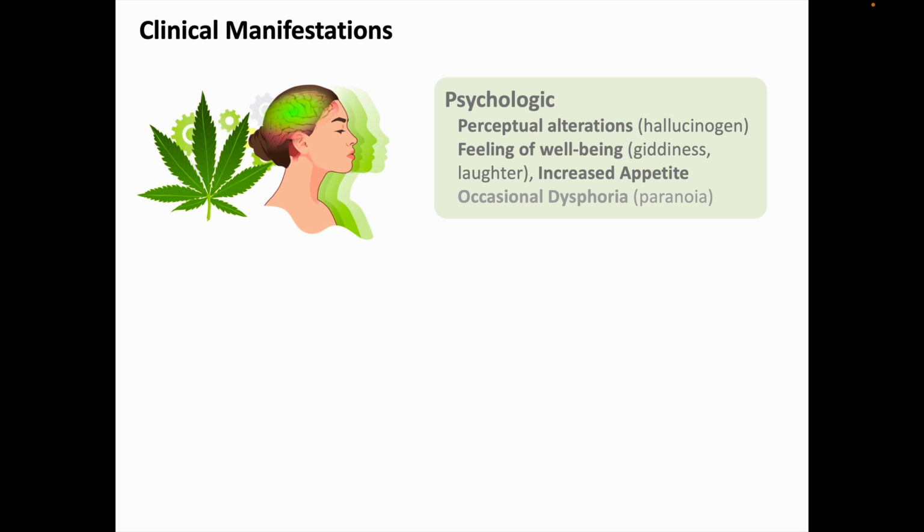With regard to clinical manifestations seen with cannabinoid exposures, the desired effects are psychologic, with some perceptual alteration, feelings of well-being and giddiness. Getting the munchies or an increased appetite is commonly recognized, even if that might be considered more of a side effect than a typically desired effect. And people can occasionally experience dysphoria, and particularly common here is the kind of paranoid ideation that everyone else around you must know that you're high.